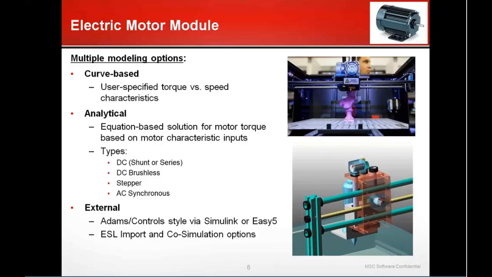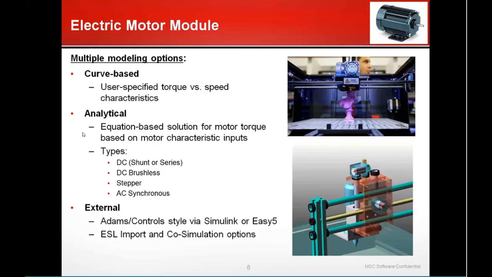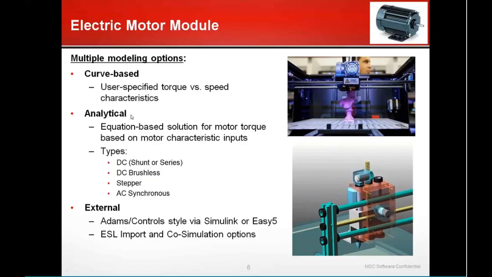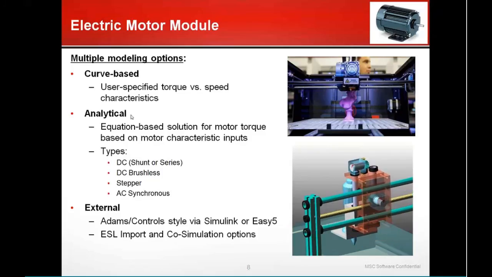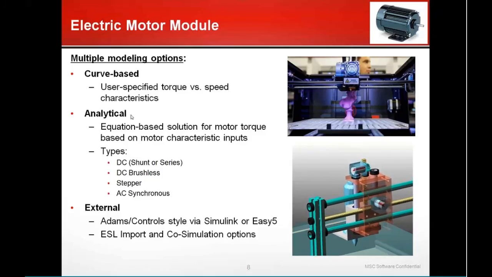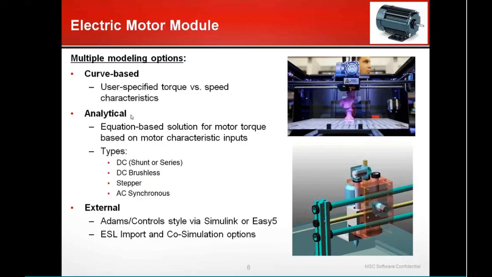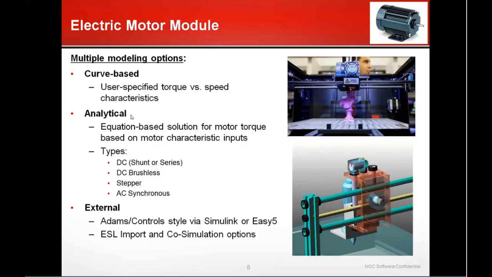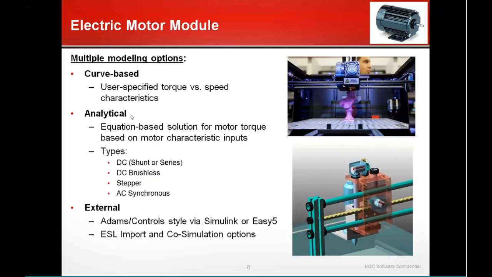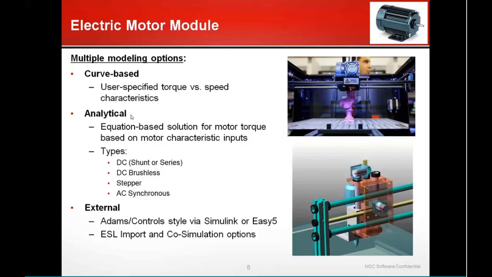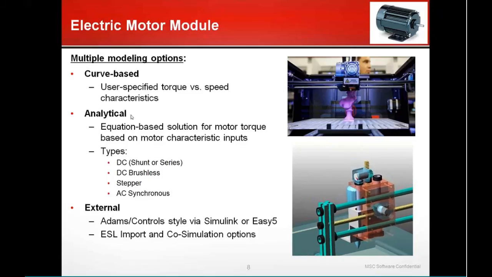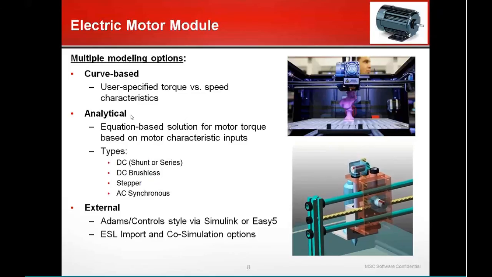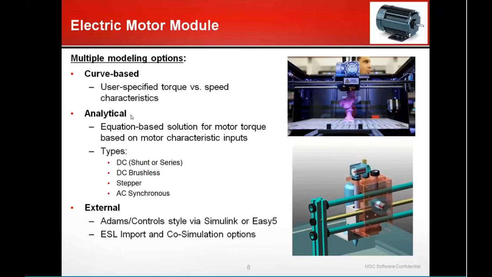The second option is the analytical option. In this case, this modeling method is an equation-based one where the motor torque is based on characteristics of the motor, electric characteristics of the motor, numbers of windings and poles and voltage and current and all these kinds of things. Therefore, this type of modeling method is motor specific. So we've got 4 motor types listed here, a DC and a brushless DC, a stepper motor, and an AC synchronous motor that are represented currently in the software by this analytical method.